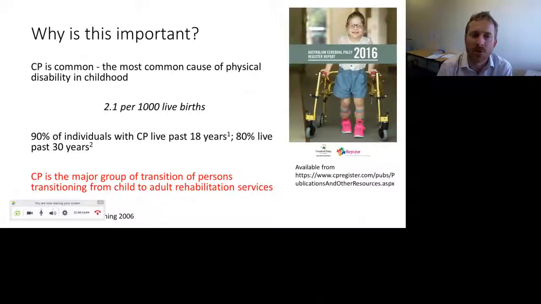CP is common. It's the most common cause of physical disability in childhood, and recent projections suggest that it's up to 2.1 per 1,000 live births. Interestingly, with this report, the last 10 years of birth reports have suggested that incidence is actually decreasing slightly. And unlike previously, and due to advances in general health and also medical advances, most young people with cerebral palsy are now living into adulthood, with 90% living past 18 years of life and 80% living past 30 years of life. So these young people will be frequent flyers in adult rehabilitation clinics.